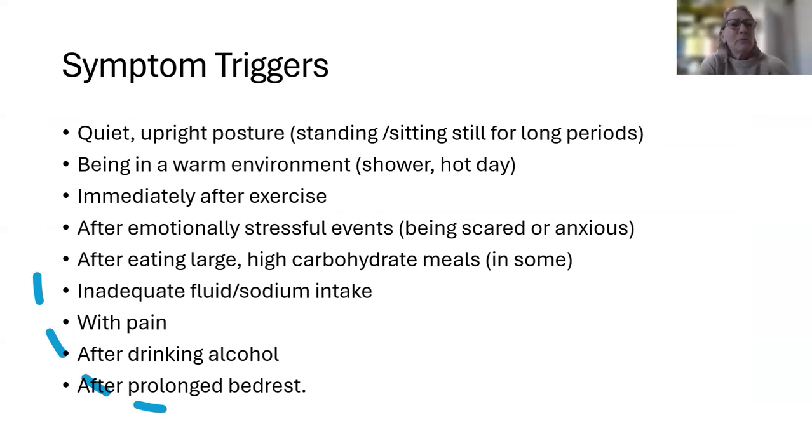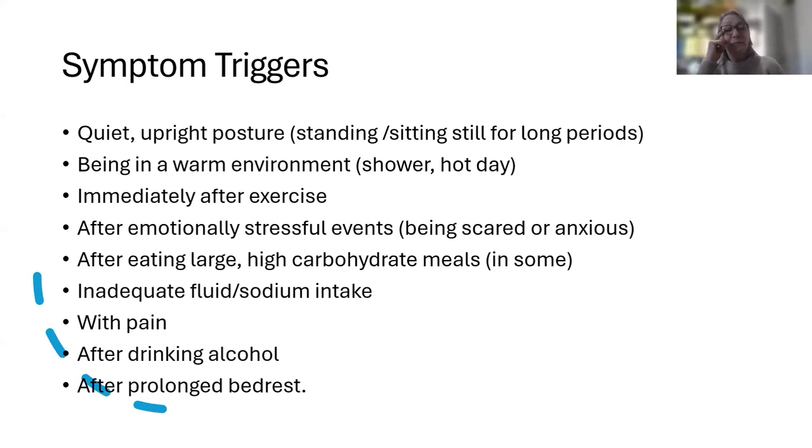And what are things that bring on the symptoms? It's really quite important to know about this, because that's probably the first thing that you would be doing in treating your POTS or NMH: how do I avoid my triggers? So you've got to identify what they are. People being in a quiet, upright posture, so they're just standing still very quietly or sitting still for a long time. A warm environment, a shower or a hot day, because what that does is it dilates your blood vessels, so again, you're not pumping the blood around as efficiently. Immediately after exercise, especially if you're not warming down properly.